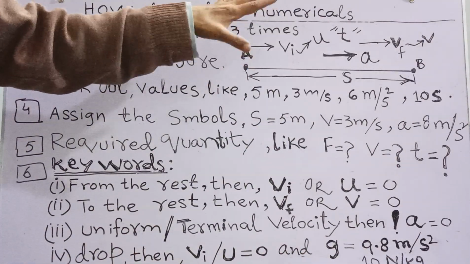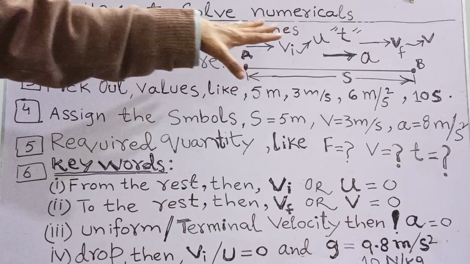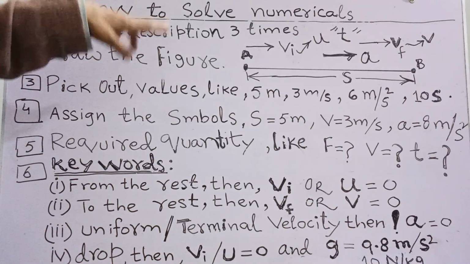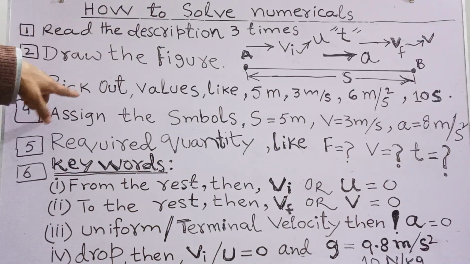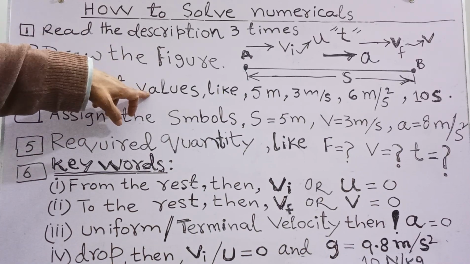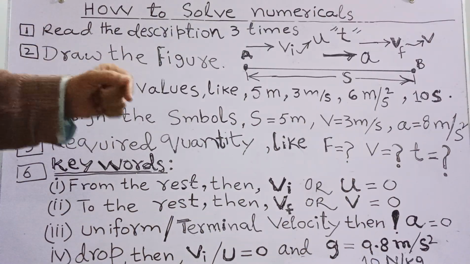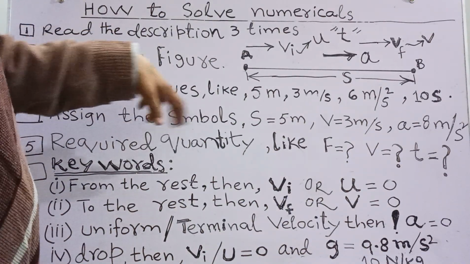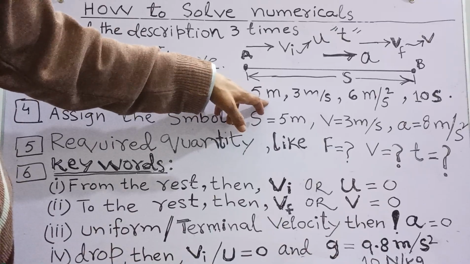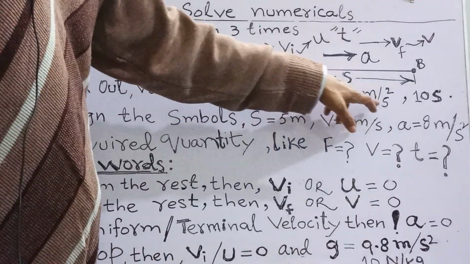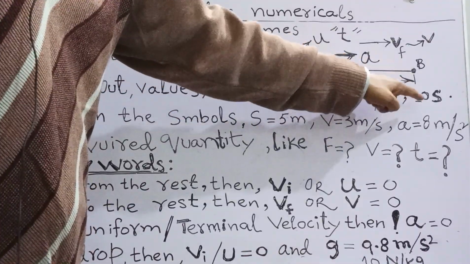Now the third thing, after reading the description and drawing the rough figure: read word for word and mark out or pick out the numeric values. You can see the numeric values, and every student, even if you do not know the physical concept, can pick out or mark out the numeric values like 5 meter, m is meter, like 3 meter per second, 6 meter per second square, 10 second, etc., etc.